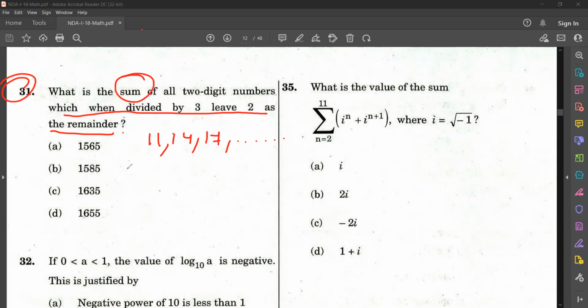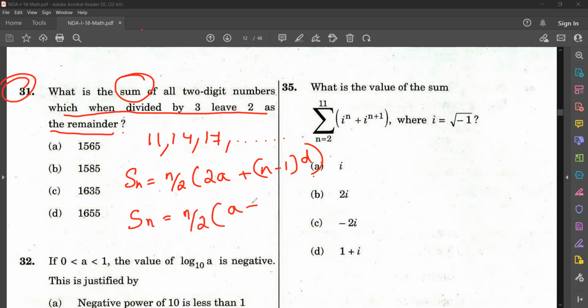What you need is the sum, so what is the formula for finding the sum? Sn is equal to n by 2 into (2a plus (n minus 1) into d). This is the general formula. If we know the first term and last term, we can use n by 2 into (a plus l). If you don't know the last term, you can use the first formula. Here we have to find the last term of this AP.